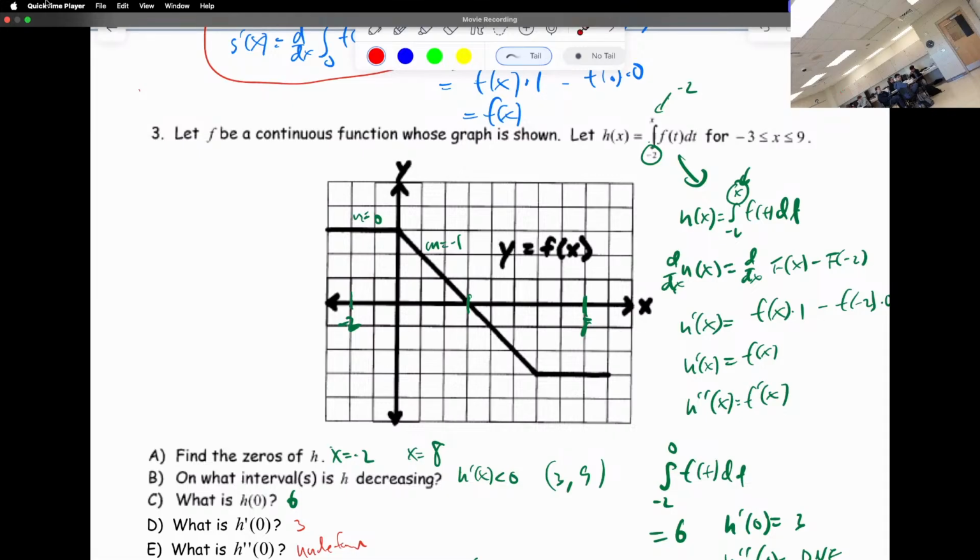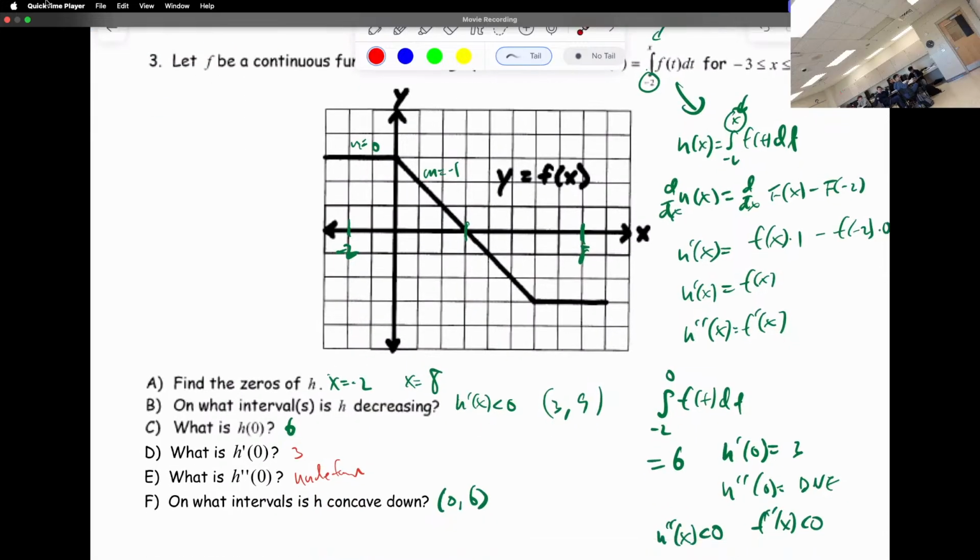Okay, on what interval is h decreasing? H decreasing means h prime of x is less than 0. If h prime of x is less than 0, I'm looking at the key. The key is f of x, right? So that means f of x is below the x-axis, between 3 and 9. So those are going to be very, very important.